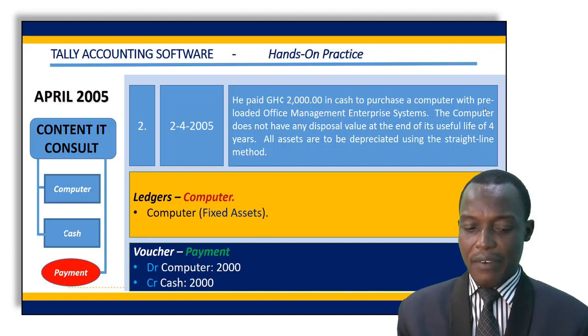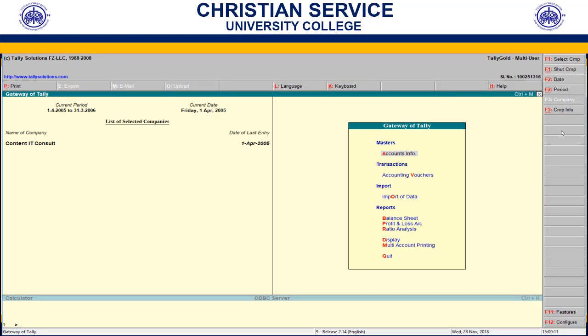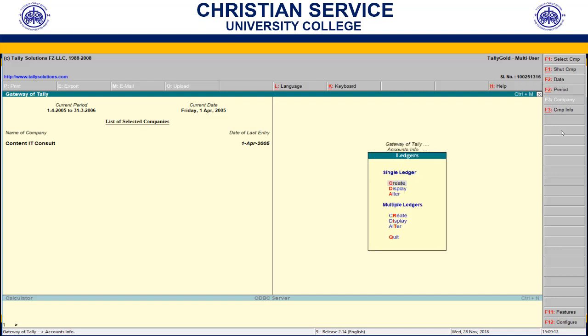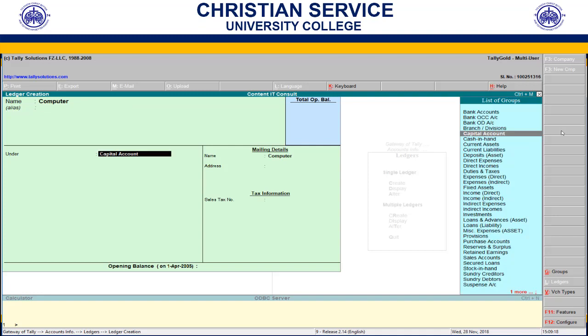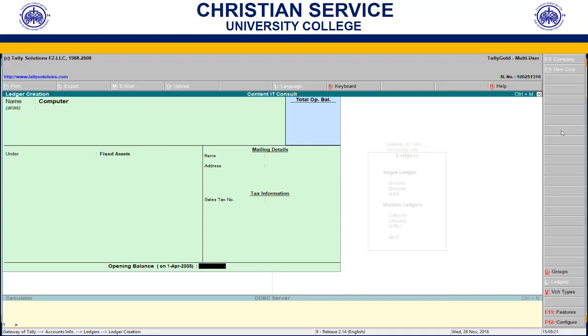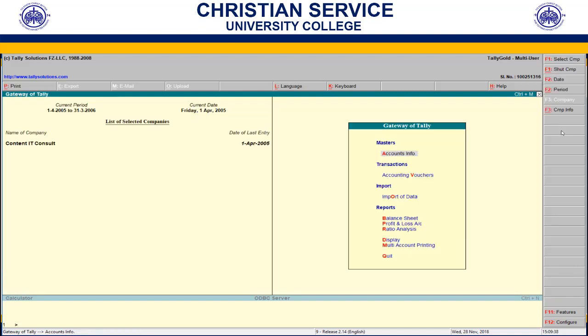Let's go to the Tally environment and create computer by going to accounts information, ledgers, and create computer. And then computer will be under fixed assets. We type the fixed assets and select it from the list. We do not have any opening balance for the fixed asset computer, so we press enter key to accept, and we have our ledger created for the fixed assets computer. Let's go back to the gateway of Tally and do the entry for this particular transaction.